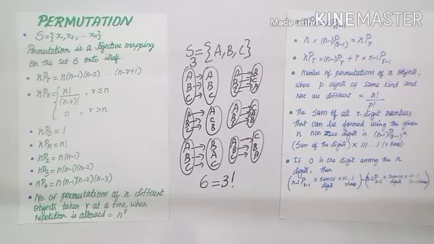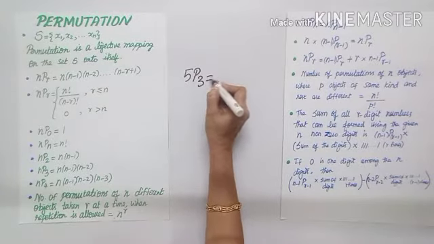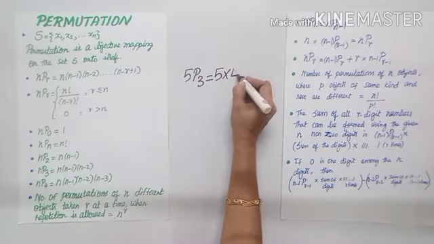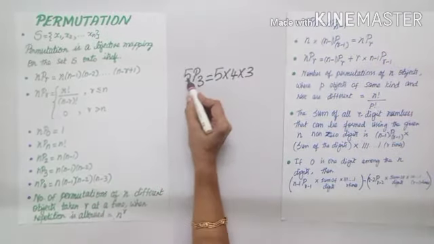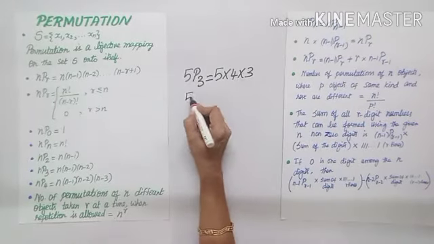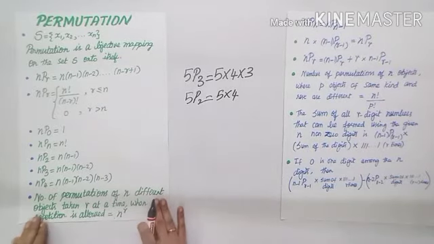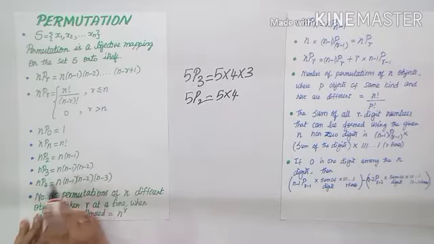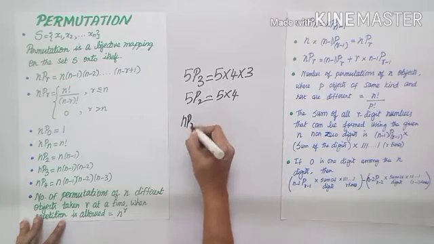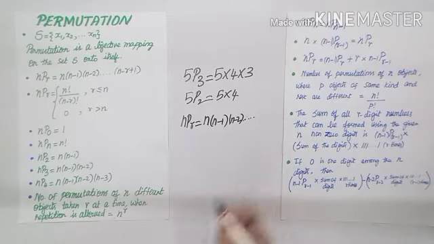The very next thing, how to write the formula for nPr. If I want 5P3, which we discussed in the previous class, it is 5 into 4 into 3. Start from 5, reduce by 1, and I have to write 3 elements. 5P2 tells me 5 into 4. The same idea: here we have done nP2, nP3, nP4 like that. How about nPr? Start from n, n minus 1, n minus 2, keep on writing.